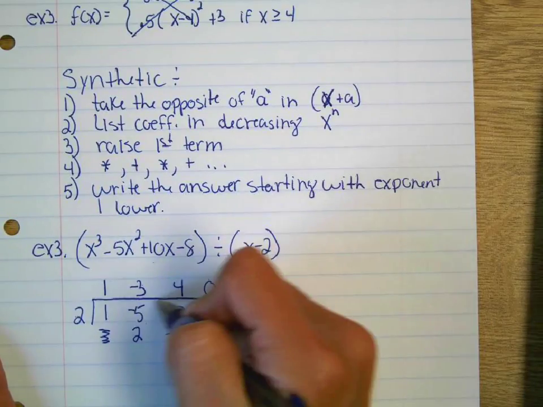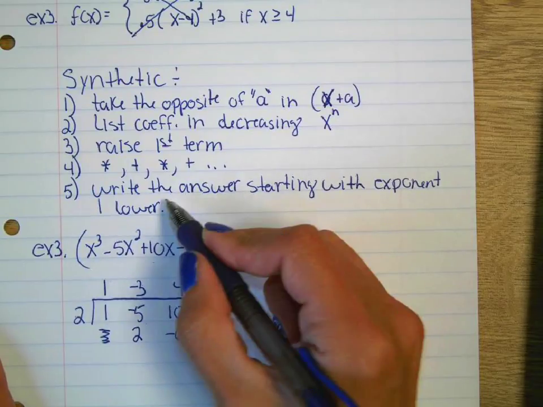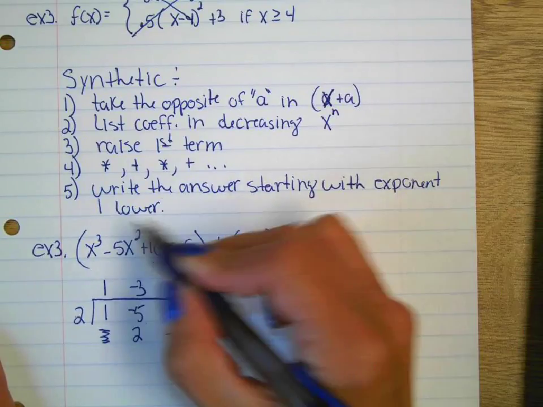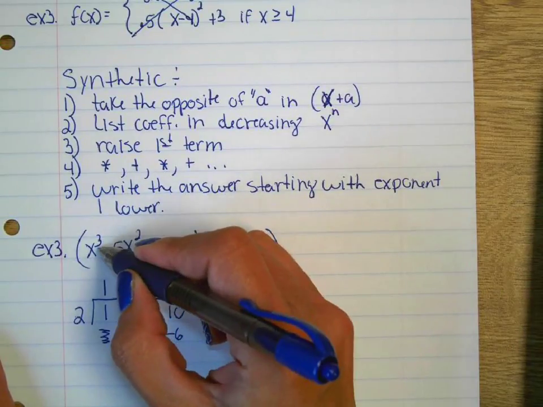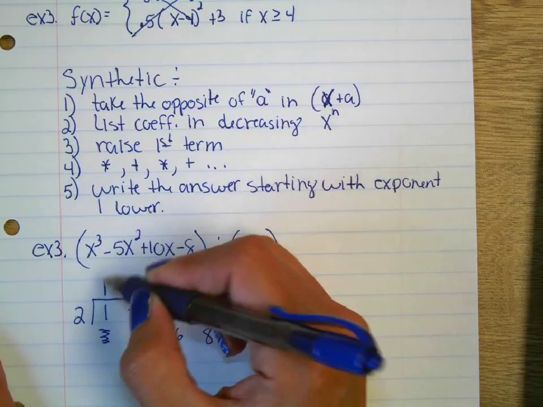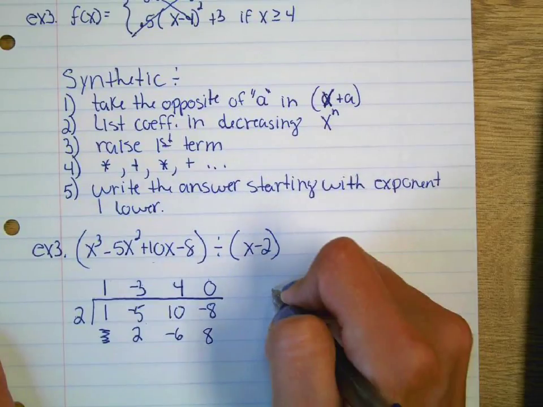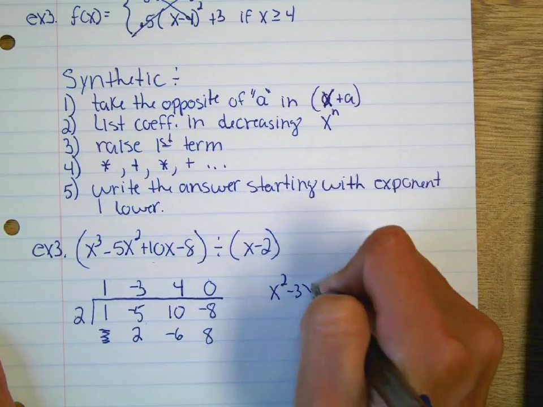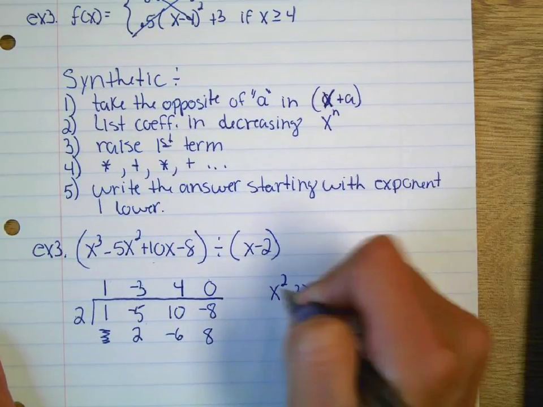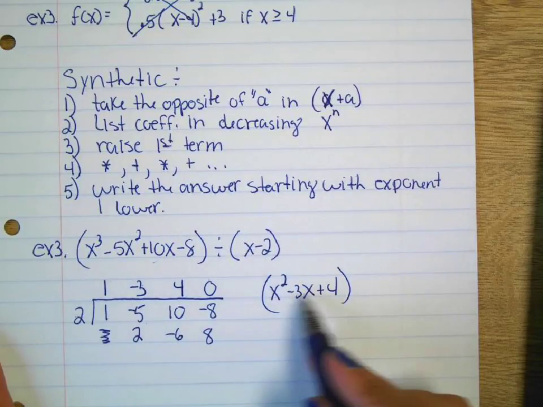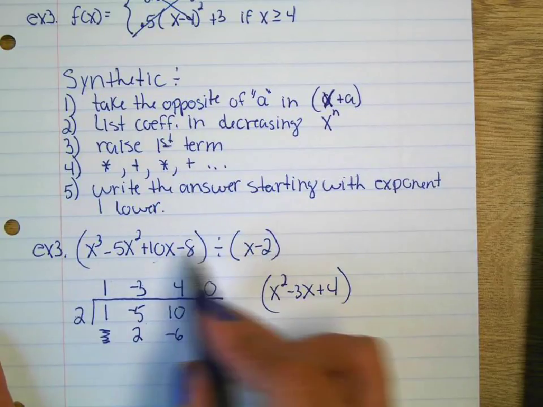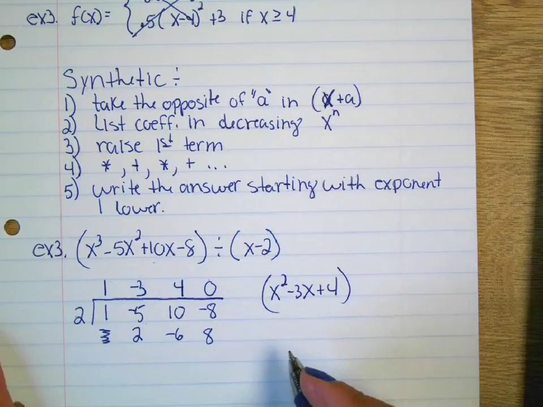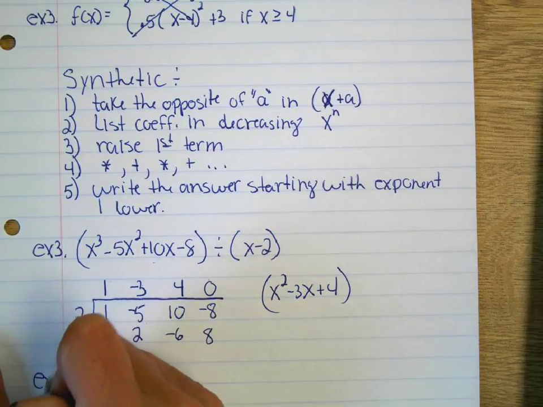So now these are the coefficients to my answer. And it says write the answer starting with exponent 1 lower. So I had an x cubed. 1 lower is an x squared. My coefficient is a 1. So it's a 1x squared minus 3x plus 4. So if I was to take this and multiply it back by this, I would get this back. But we're not doing that. Try another.